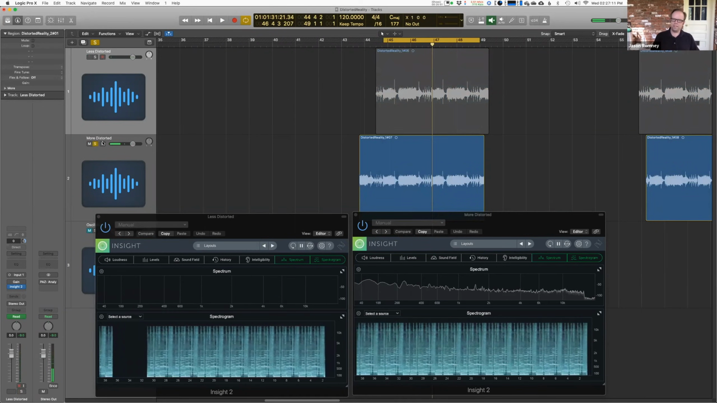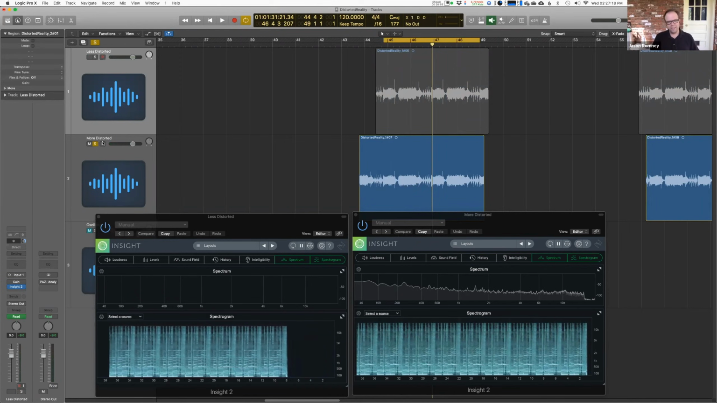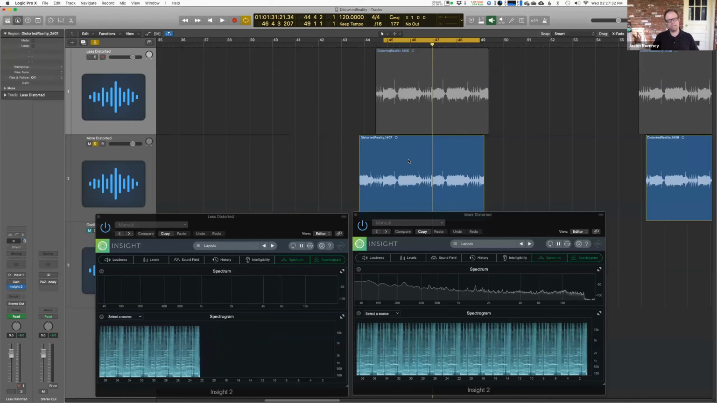So it's really hard to hear the difference there. I'm not hearing distortion so much as I'm hearing compression. Okay? So look at the difference between the two. The peaks of that snare drum are lower on the more distorted one. So generally, this thing is going to sound slightly more compressed.